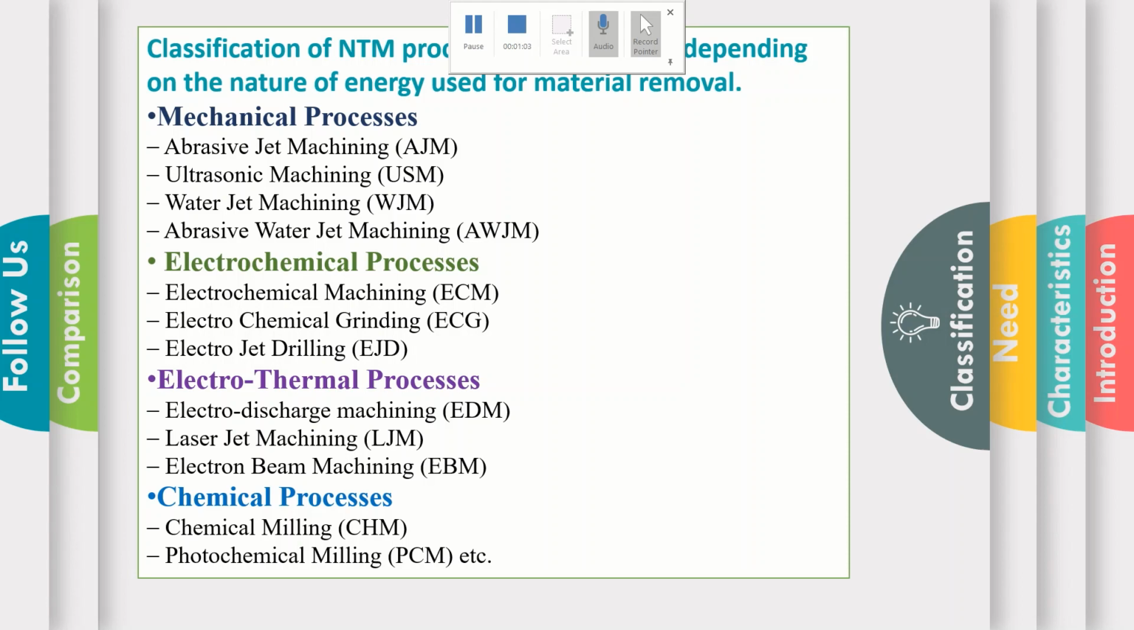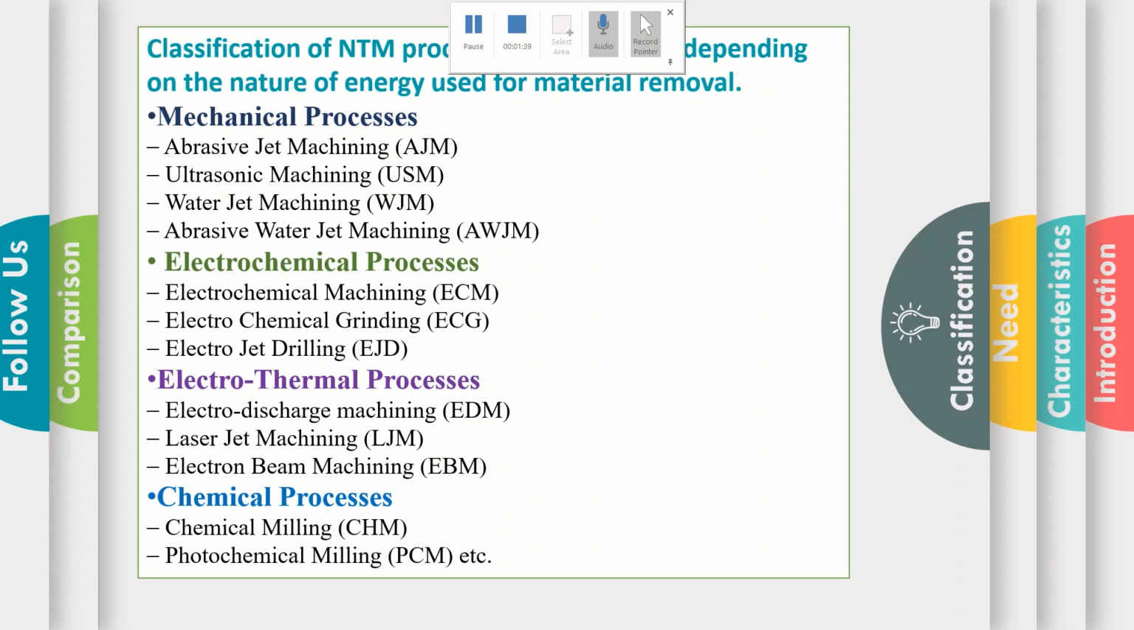Now the second part is electrochemical processes, where the mechanism is the reverse of electroplating and electrochemical energy is used for material removal. Again, in that three types are there. First is electrochemical machining, ECM. Second is electrochemical grinding, ECG. And third is electrojet drilling, EJD.